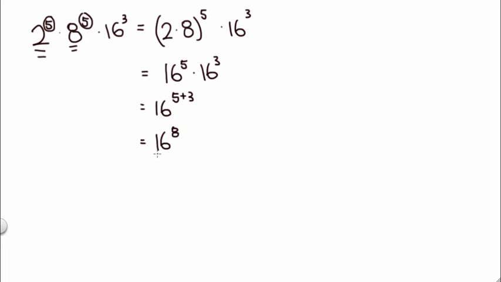But if I wanted to have it in powers of primes, 16 is not a prime number. But I know that 16 is 2 to the 4th power, and instead of 16 we can write 2 to the 4th, but we still have to the 8th, right? And when we have powers of powers, we multiply. So this becomes 2 to the 4 times 8, which is 32.